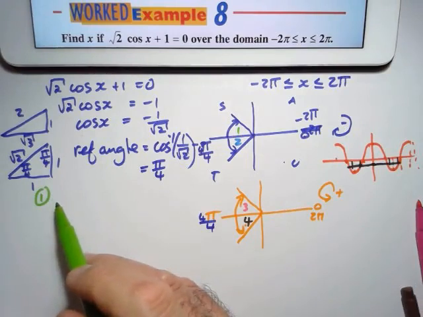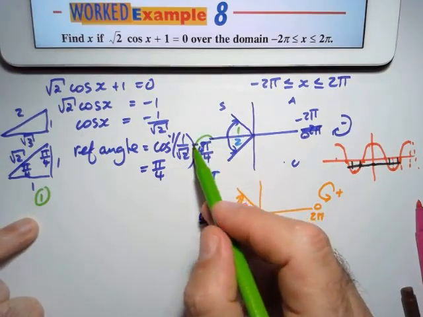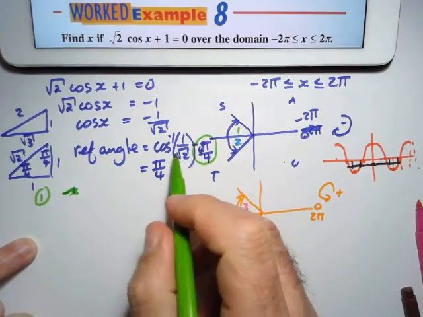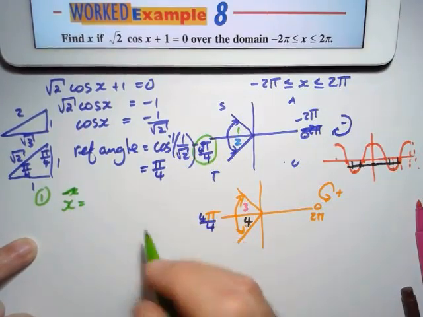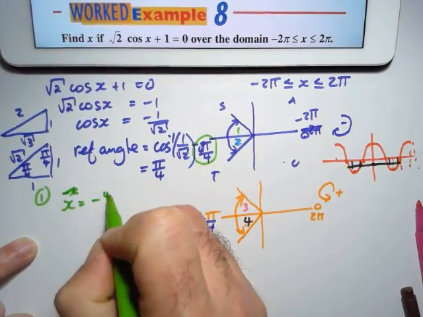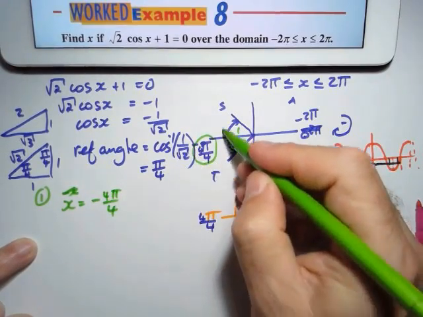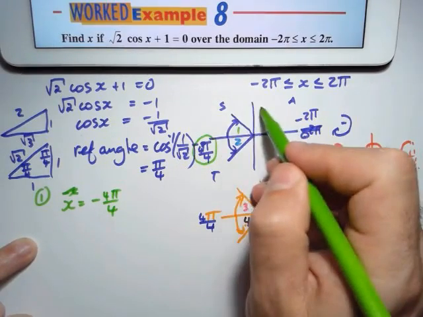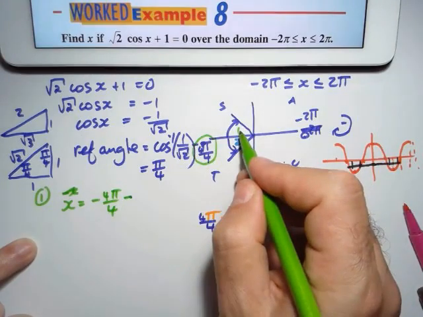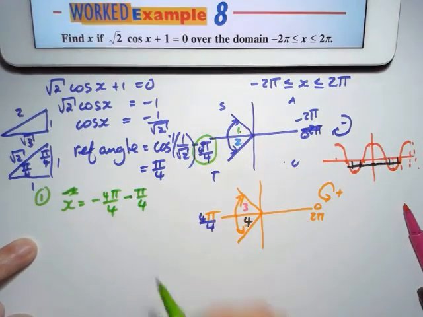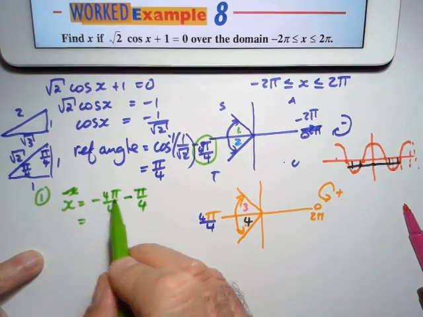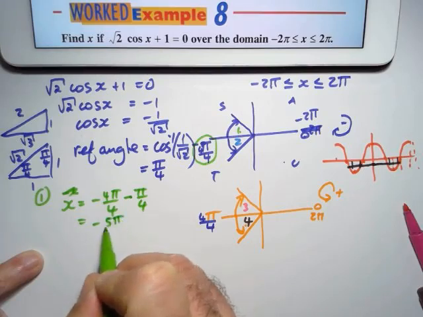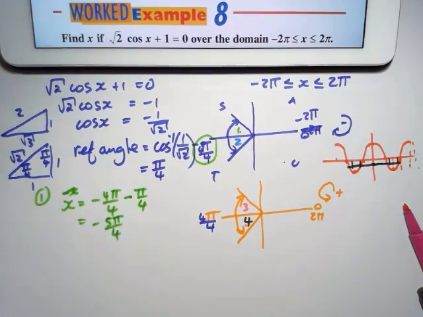So if I now go to 1, I'm going to say my first angle starts at minus 4 pi over 4, x equals, going in a negative direction, so it's minus my reference angle, which is pi over 4. That gives us minus 4 pi over 4 minus another pi over 4 will give us negative 5 pi over 4. So that's one done.